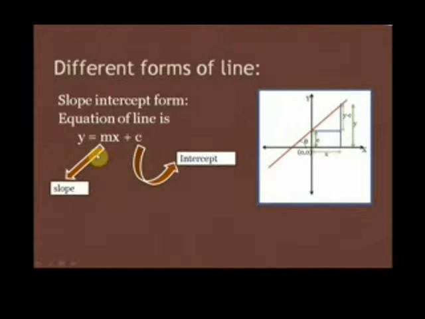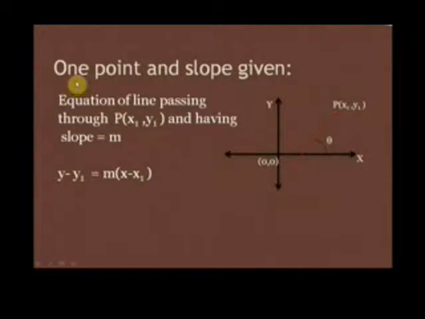y equal to mx plus c. Now, one point and slope given. If we have been given one point through which the line passes and a slope has been given about that particular line, then the equation of the line becomes y minus y1 equal to m times x minus x1. Here m is the slope and x1, y1 is the point through which the line passes.